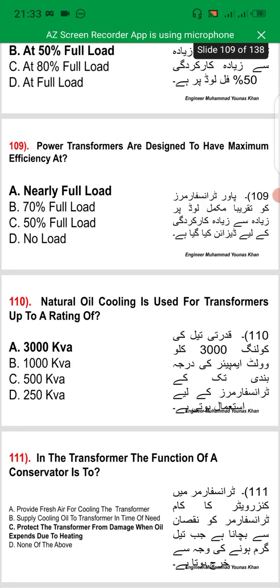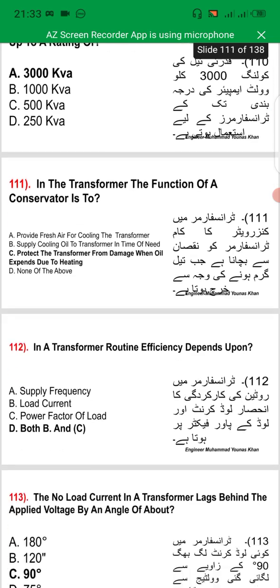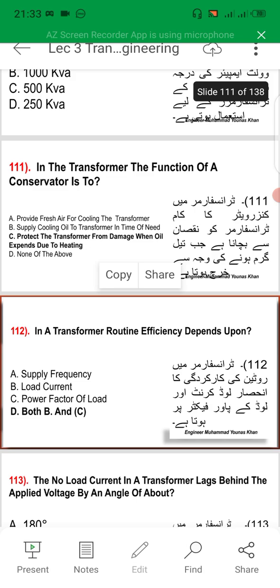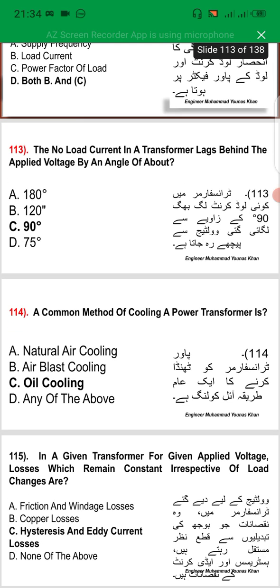Natural oil cooling is used for transformer up to a rating of 3000 kilovolt ampere. In the transformer, the function of a conservator is to protect the transformer from damage when oil expands due to heating. In a transformer, routine efficiency depends upon load current and power factor of load. The no load current in a transformer lags behind the applied voltage by an angle of about 90 degree.